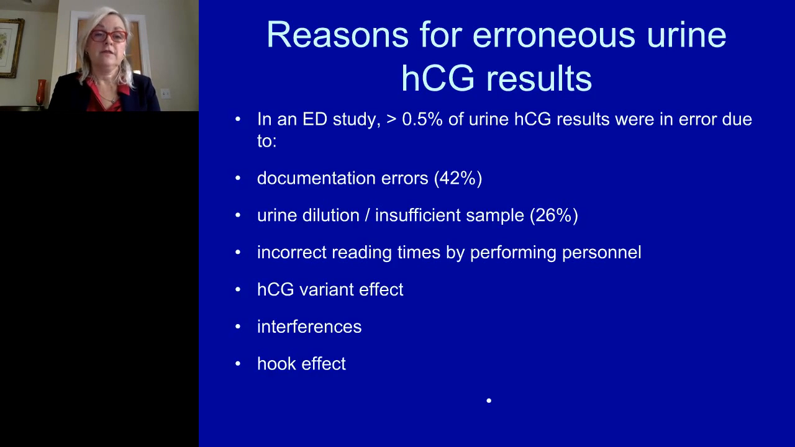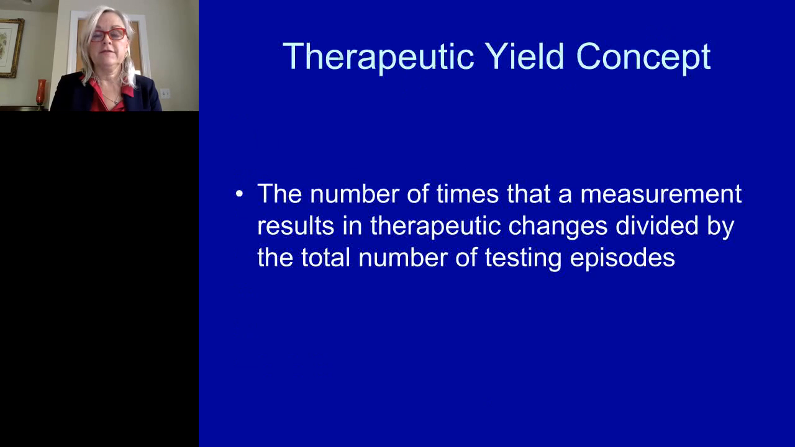They were due oftentimes to documentation errors, because much of this point of care testing is actually done with manual documentation, which I'll talk about in a minute. There were also insufficient sample issues. Again, making urine is not as easy in these types of settings as one would think. There was also performing personnel that do incorrect reading time. There's a very particular specified reading time, and if people are multitasking, doing other things, distracted or whatever, they may not read the point of care test at the correct time. And we've talked a little bit about hook effect and interferences.